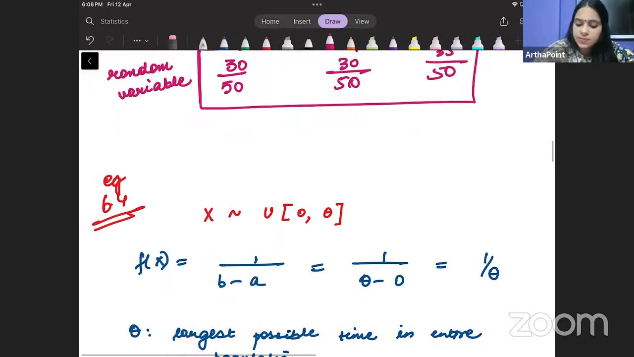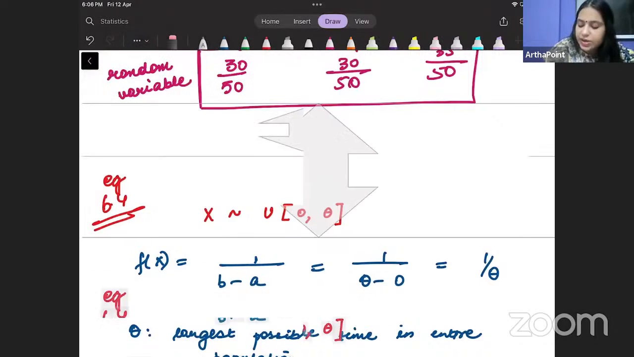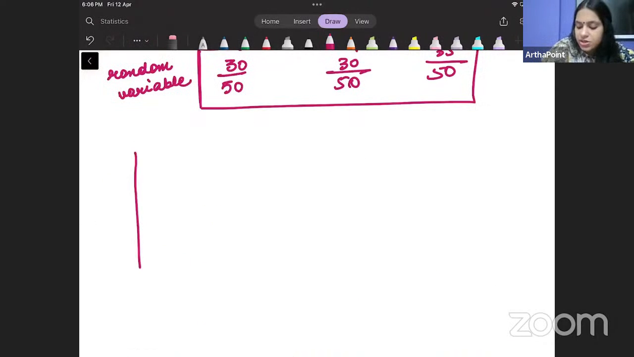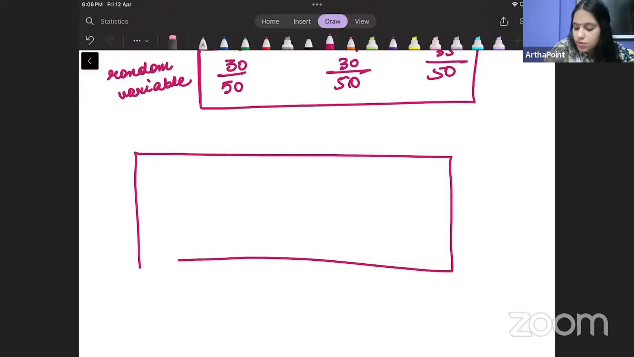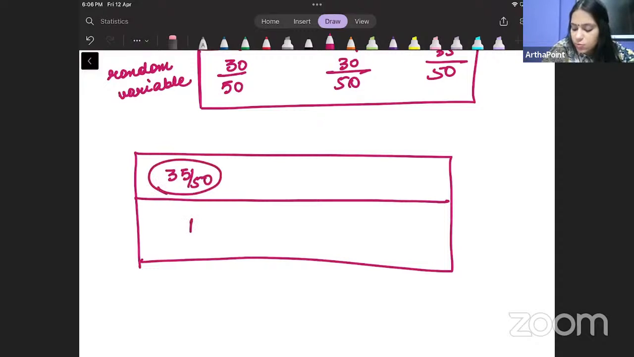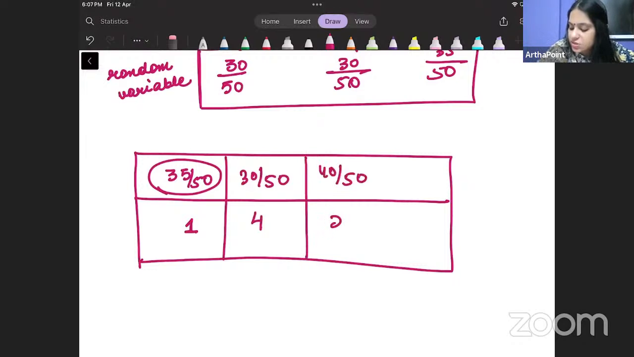That is also known to us. Now what I go ahead and do is create a probability distribution. So I say okay, 35 by 50, this value has been seen only once. Only one child got a probability of success of 35 by 50. 30 by 50 has been seen 4 times. 40 by 50 has been seen 2 times. In this way, I made a probability distribution, right?